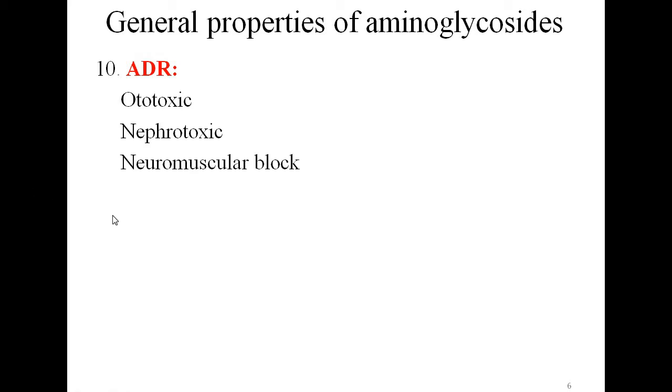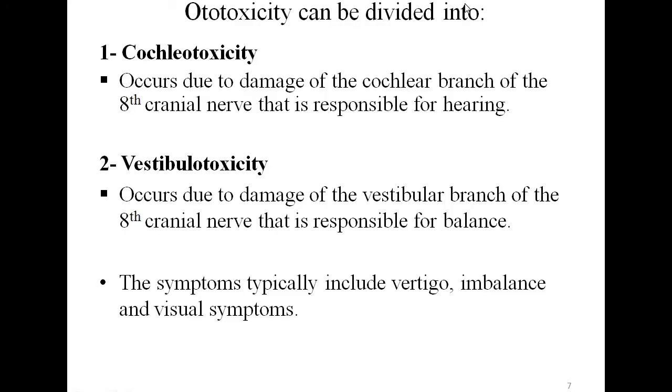Common adverse effects to all the aminoglycosides are they are ototoxic, nephrotoxic, and they cause neuromuscular block. Ototoxicity can be in the form of cochleotoxicity, that is by damaging the cochlear branch of the 8th cranial nerve responsible for hearing, or vestibulotoxic by damaging the vestibular branch of the 8th cranial nerve which is responsible for balance. The symptoms of vestibulotoxicity typically include vertigo, imbalance, and visual symptoms.